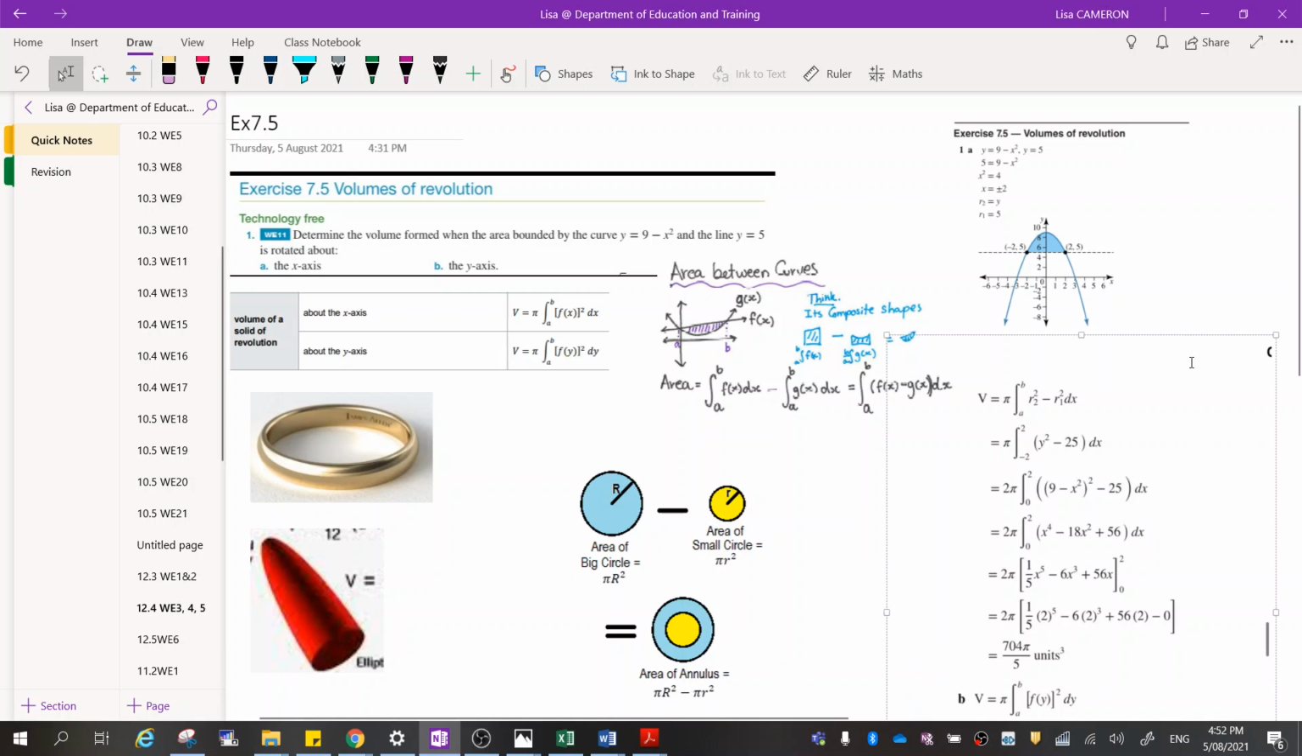Okay, so for this question, I'm going to do it a little bit differently. I'm just going to talk through their working. So the first thing that we want to talk about when we're looking at the volumes of revolutions is the formula. Where does it come from?